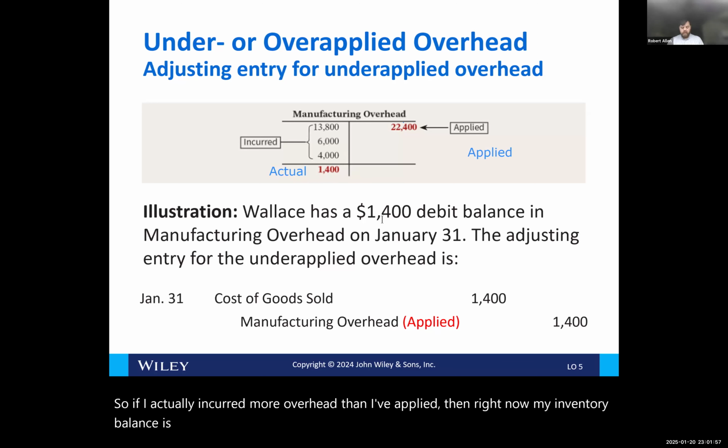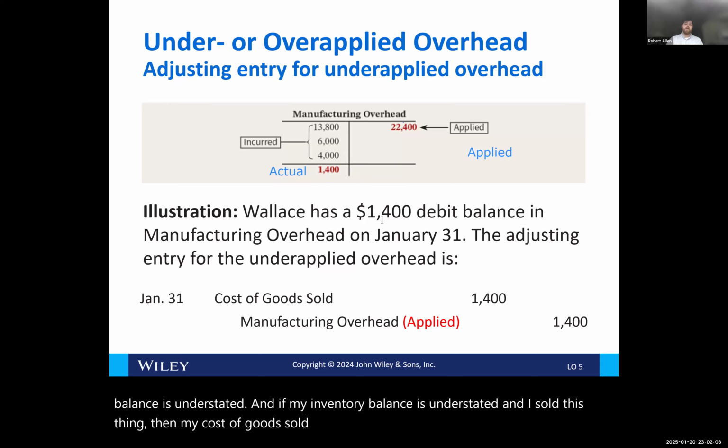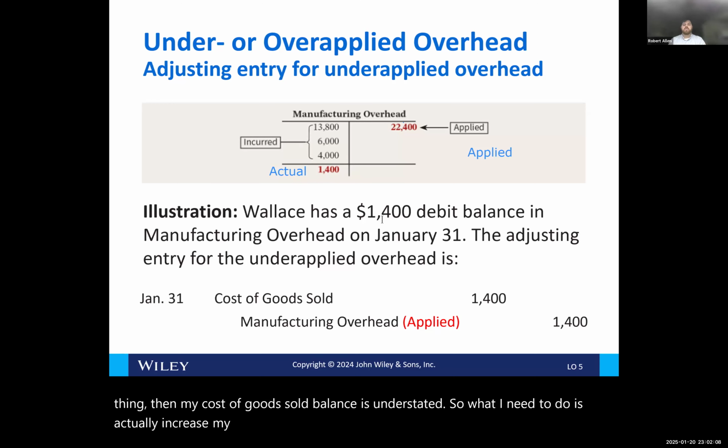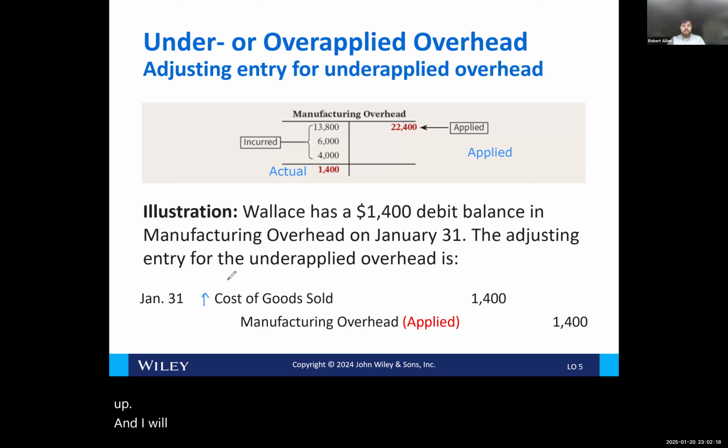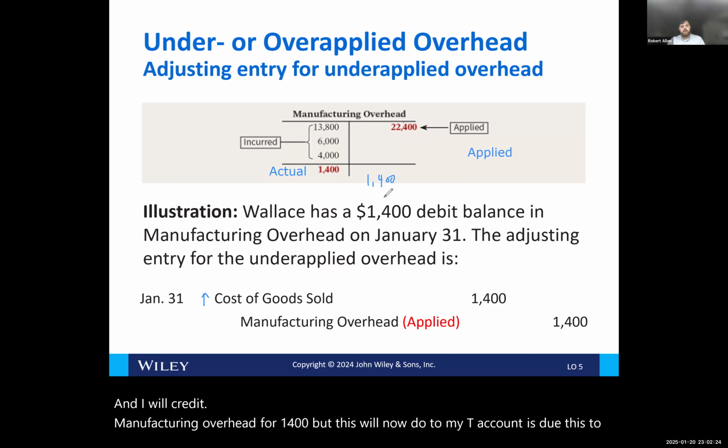And if my inventory balance is understated and I sold this thing, then my cost of goods sold balance is understated. So what I need to do is actually increase my cost of goods sold amount so that it is now properly stated and apply more overhead. So in this case, I will debit cost of goods sold, which will push it up, and I will credit manufacturing overhead for $1,400.